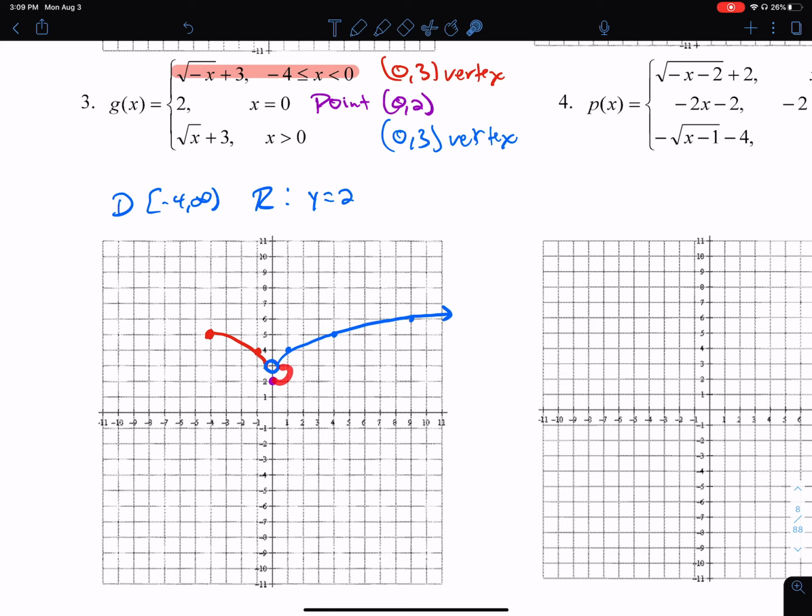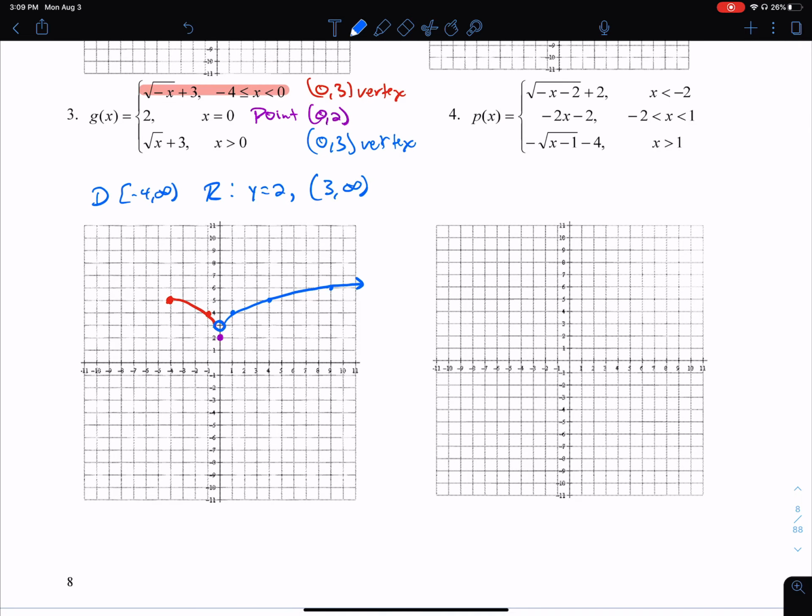And then it jumps. So it's just a random 2, and then it starts at just above 3, and it goes up forever. It doesn't include 3. That's why I'm using parentheses. It goes from 3 to infinity.